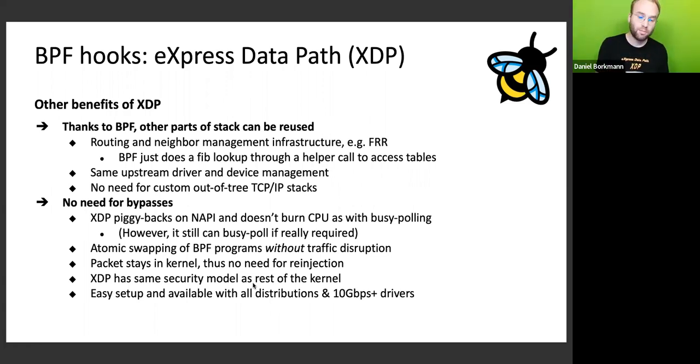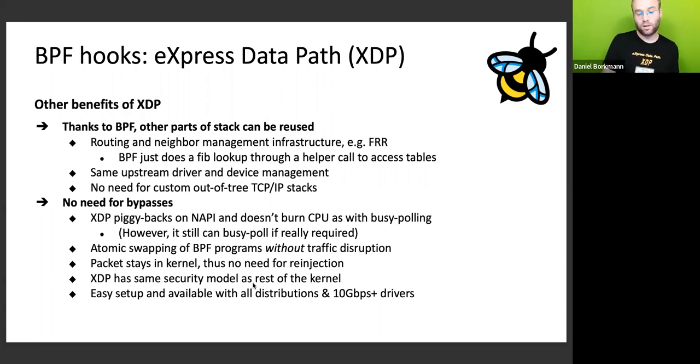So XDP basically piggybacks on the existing kernel's NAPI mechanism, which is polling the driver for packets to batch them and to process them in the software interrupt case. And it doesn't burn CPU cycles as with busy polling. You can do this if you want, but by default, that's not the case. And because of this, you gain CPU cycles back, and you can also co-locate other workloads on the machine that is processing XDP packets. And XDP also allows for atomic swapping of BPF programs without any traffic disruption. So you don't need to set your NIC down and reinstall and put it back up. It's just there atomically.